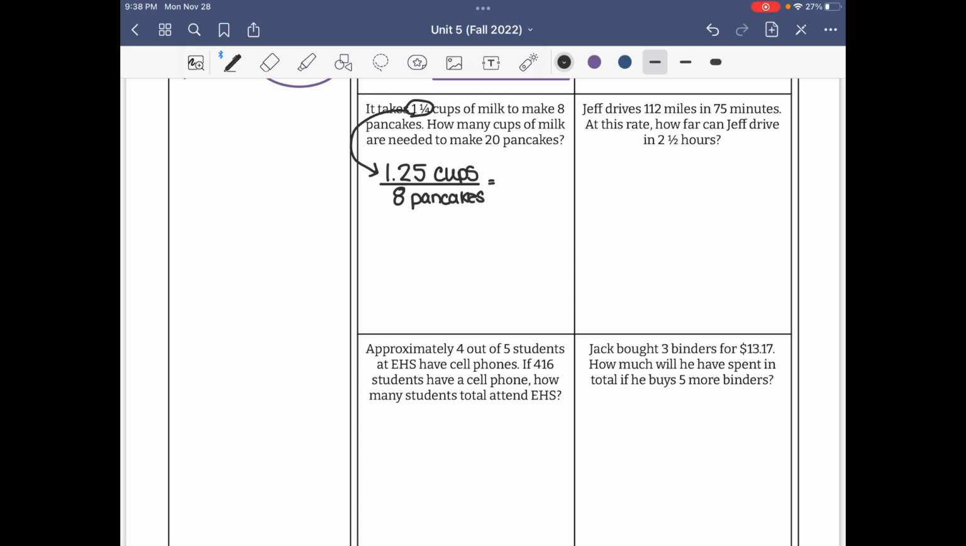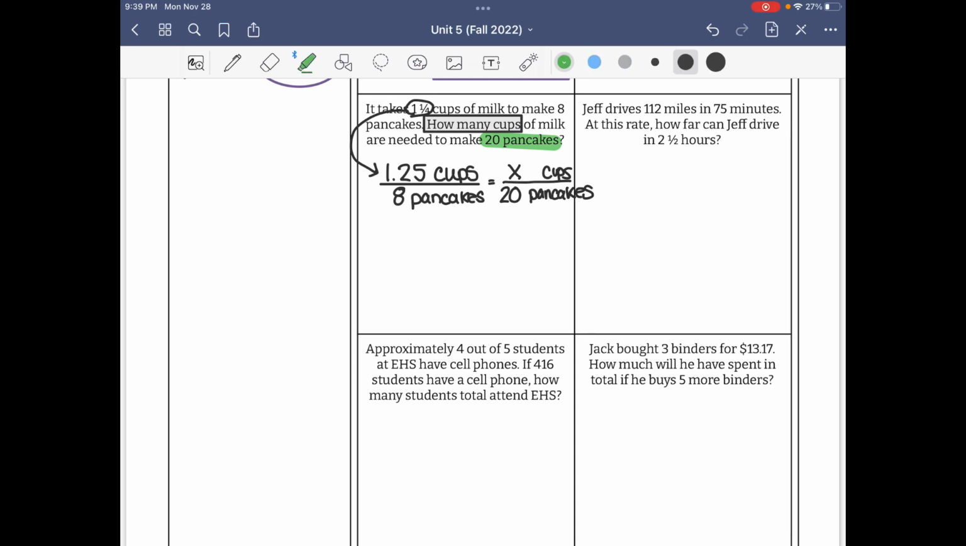Now when I set up my other fraction over here, I just have to make sure I keep cups on top and pancakes on the bottom. And what is the third piece of information we know? Boom. 20 pancakes. Since it's pancakes and pancakes is on bottom, 20 goes on bottom. And the X, the thing that we're missing, because it says how many cups, that means that is what your X is. So that's why X is next to cups on the top.